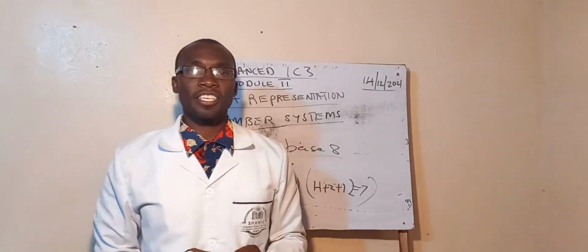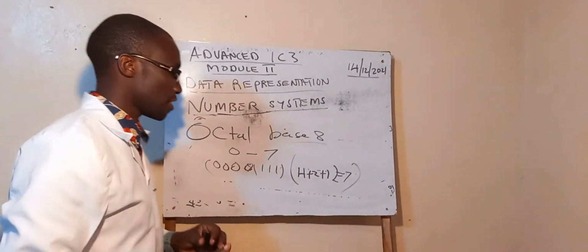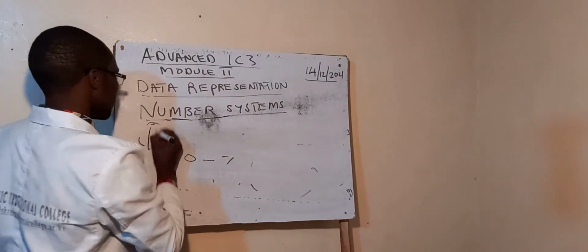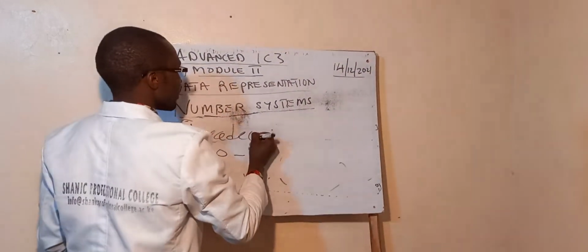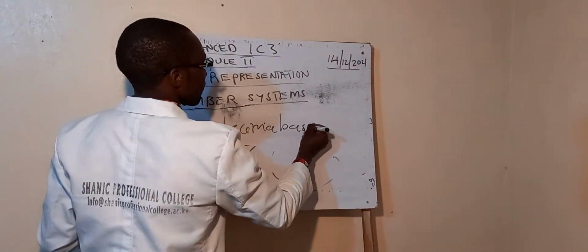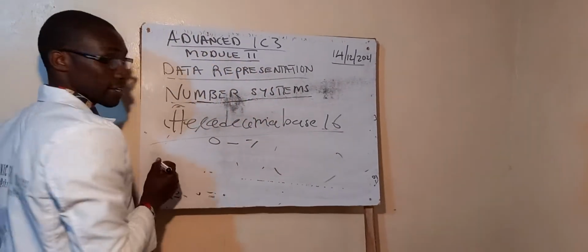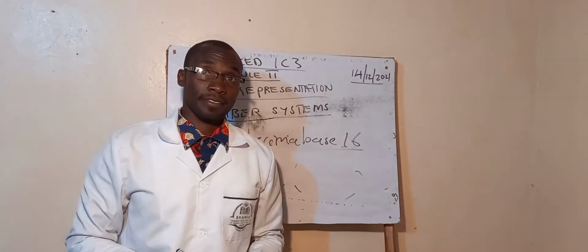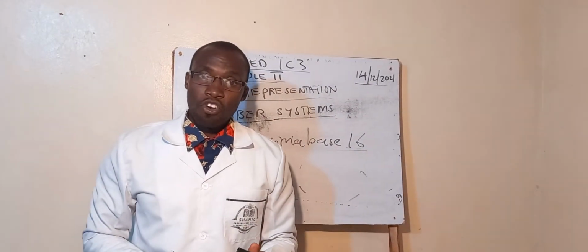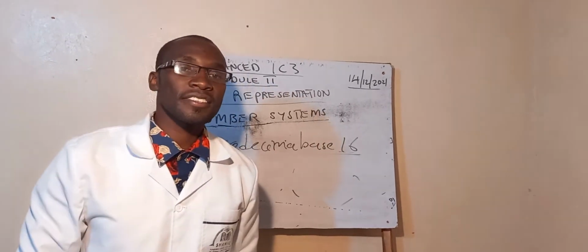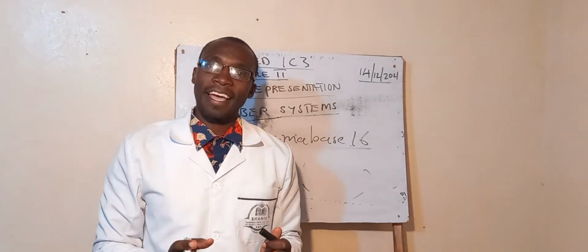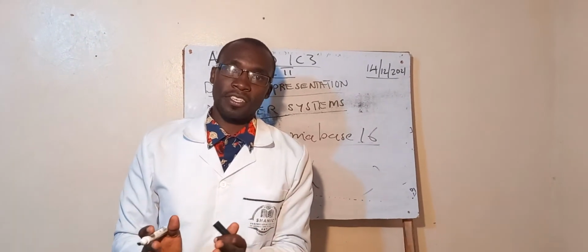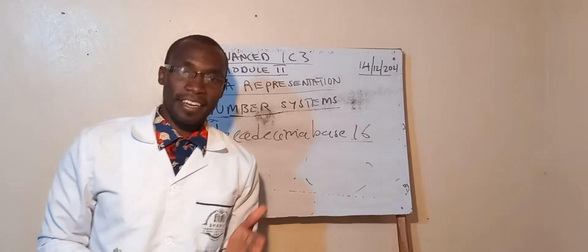Lastly, hexadecimal, that is the base 16 number system. This is the hexadecimal base 16 numbering system. The hexadecimal number system uses 16 symbols, that is 0 to 9, and then the alphabets A, B, C, D, E, and F to make up 16. They are called hex digits.